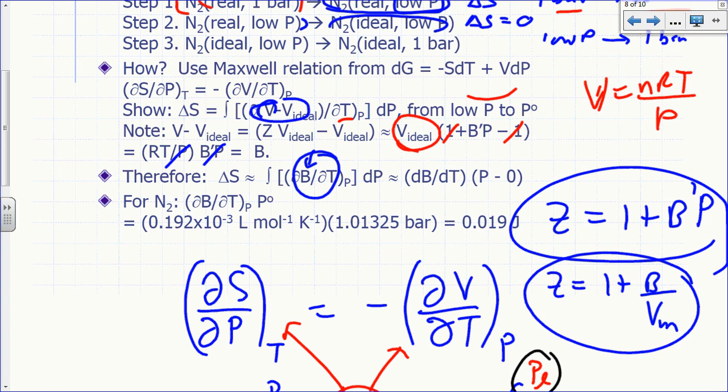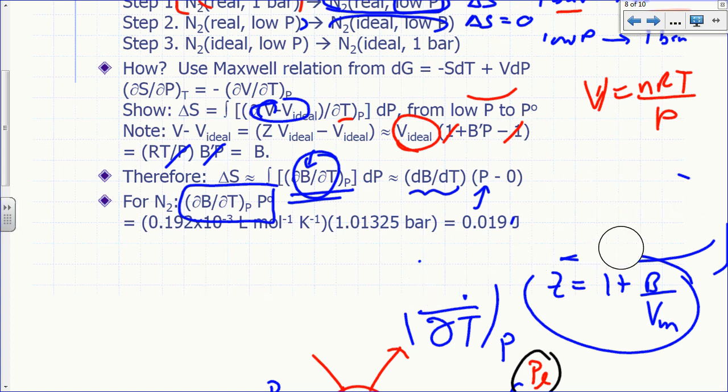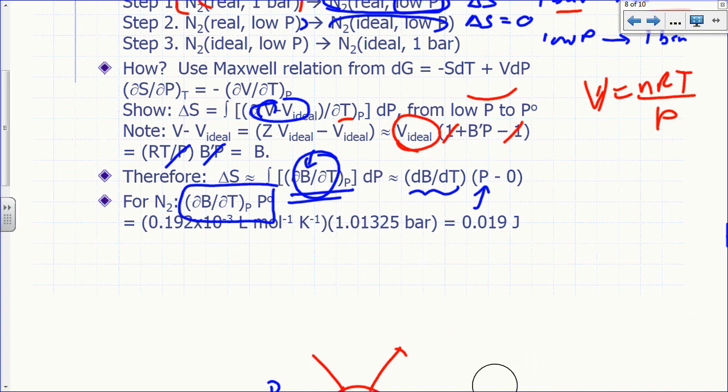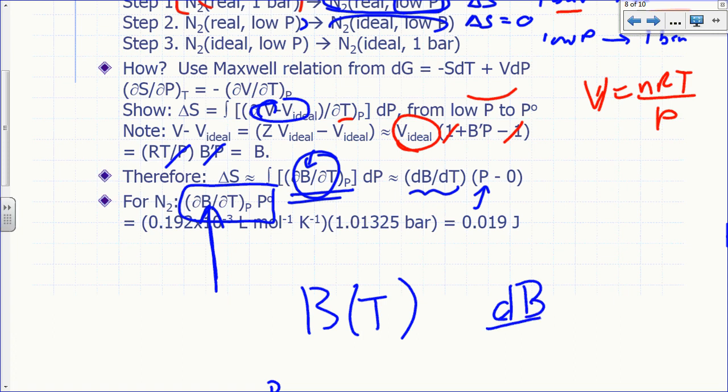So if you integrate that, that's approximately equal to, if I assume that's more or less constant, I can pull it out of my integral, that's dB dT times P minus the low pressure, which would be zero. So I can take the limit as your low pressure approaches zero. So that's just dB dT times P naught. That is what you need to look up. What you need to do is look up the second virial coefficient. See how that depends on temperature. And then take dB dT at a pressure of 1 bar, and then multiply that by P naught. That would give you your correction term for your non-ideal behavior.